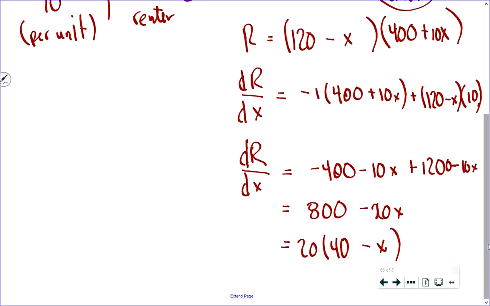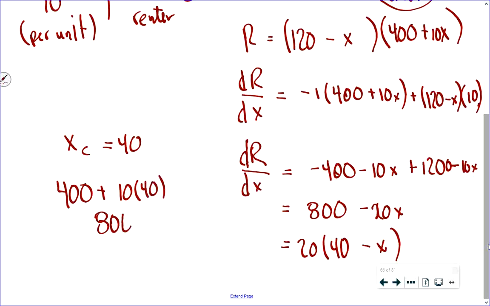I say that's interesting because she's going to have to double the rent. Because if the critical value of x is 40, then the cost per unit will be 400 plus 10 times 40, which will be 800. The number of units that she will rent is only 80.